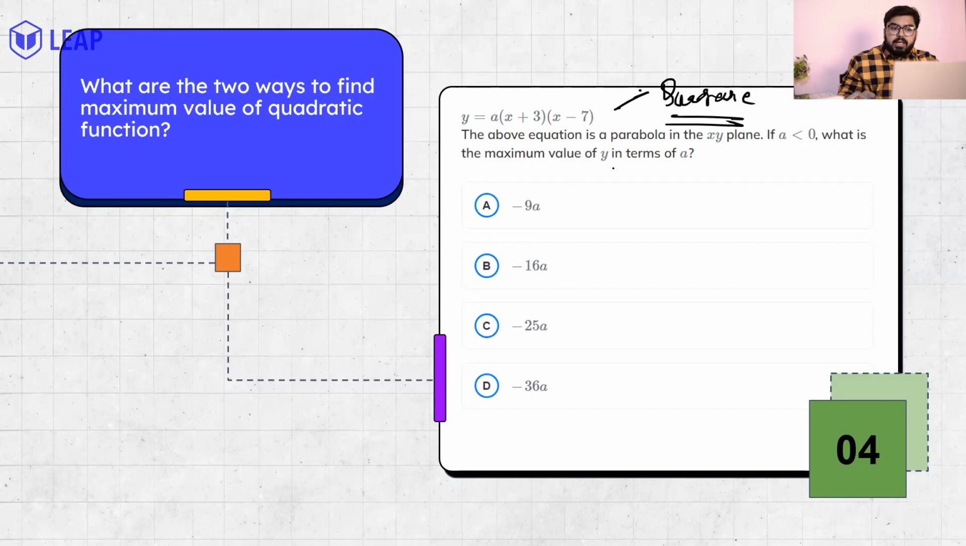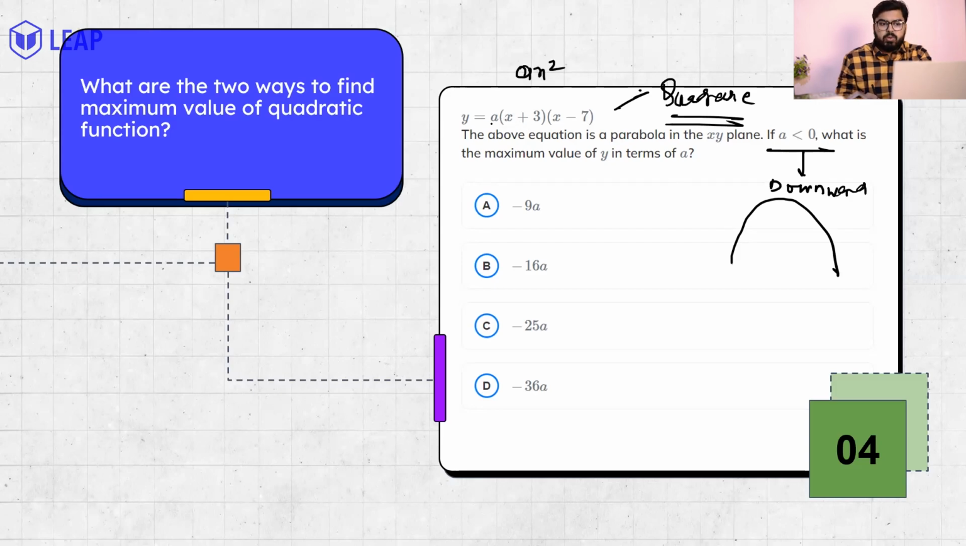Now, let me check whether the parabola is an upward parabola or a downward parabola. Because when you multiply this, you get ax square, no? When you simplify this, what is the coefficient of x square? A. And it is given that a is less than 0. So if the coefficient of x square is less than 0, it is a downward parabola. If it is greater than 0, it's an upward parabola. So in this case, it is less than 0, so it's a downward parabola, right? The coefficient of x square is a, when you multiply this, x into a.